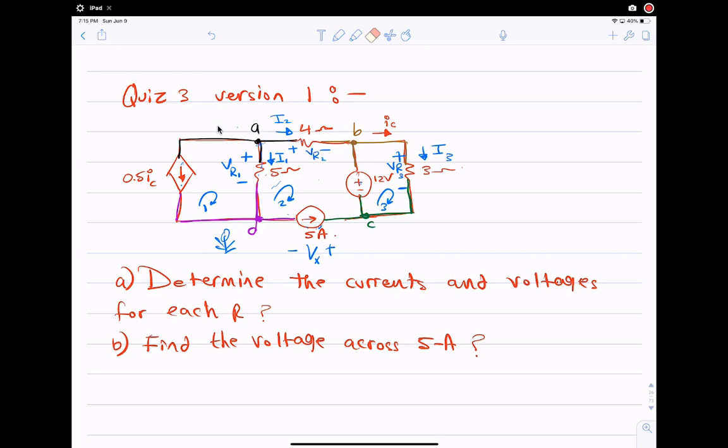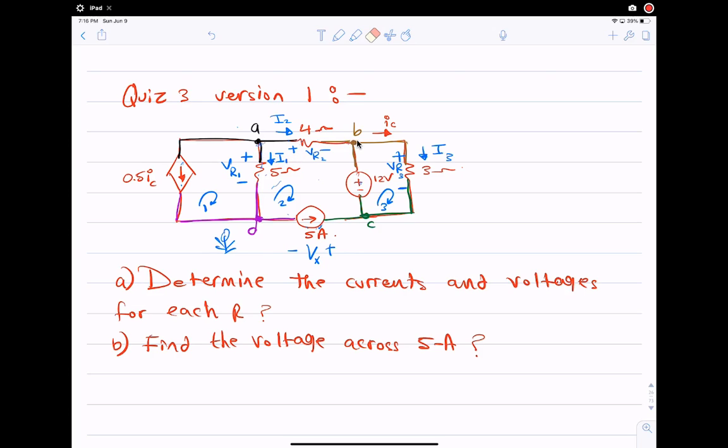Now for this node, I'm looking at 0.5 IC. IC is here, right? At this node. So I have to find IC in order to know this dependent source and then come here and do some work. Why? Because IC is unknown. All of these are unknown, so I can't start at node A.